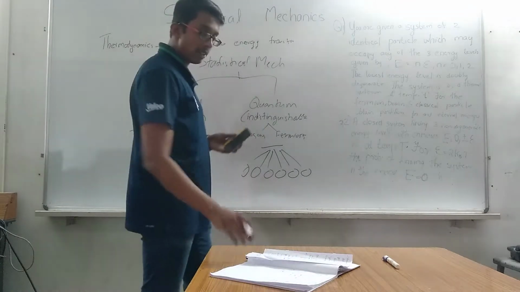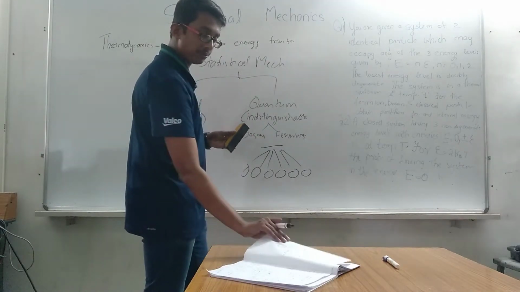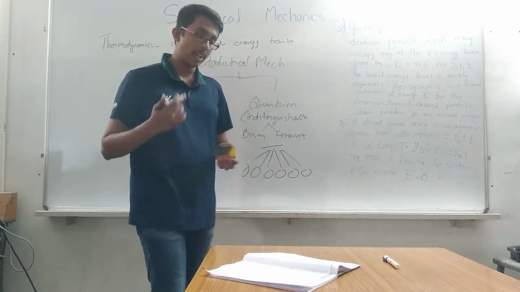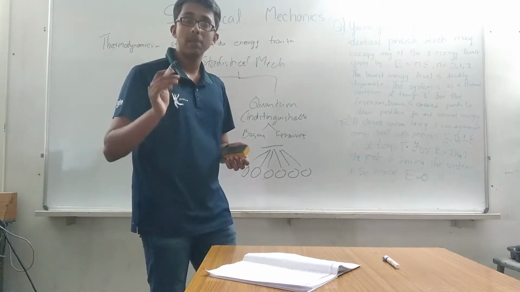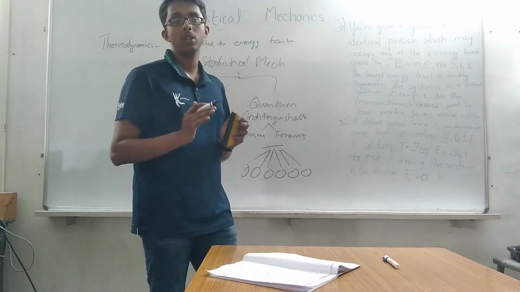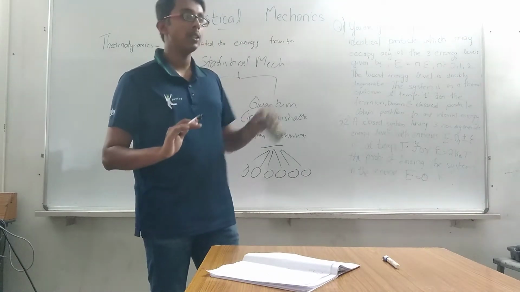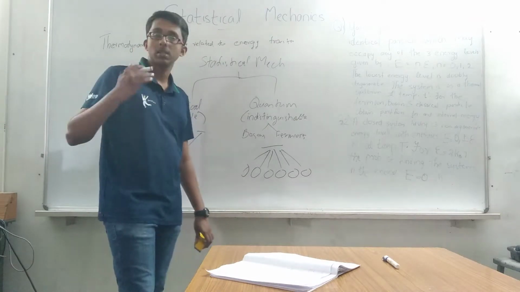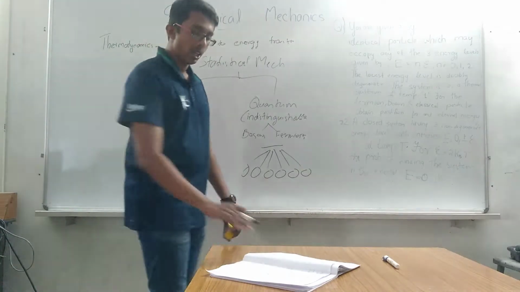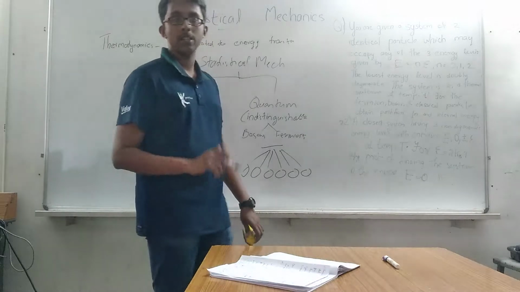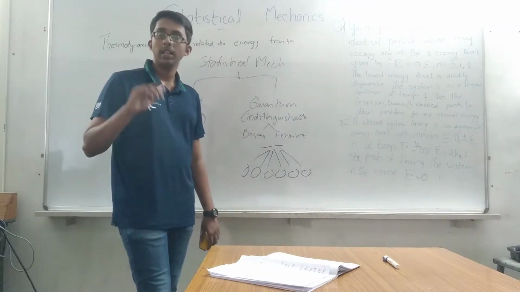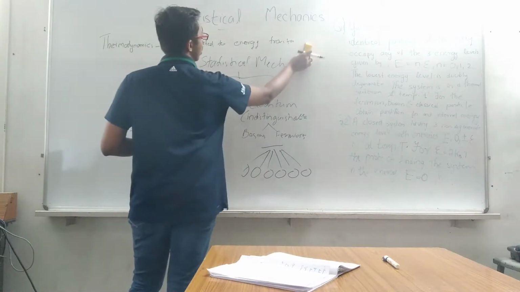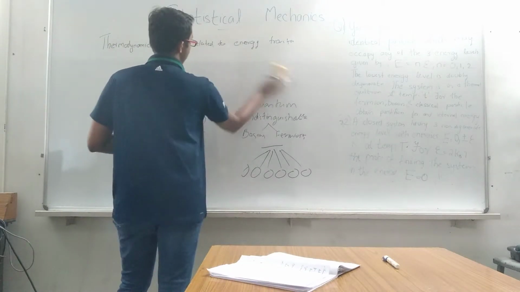So ensembles, I will give the definition. An ensemble is a cluster of mental copies of all such microstates which correspond to the same macrostate. So it's a cluster of copies. Based on that, we can classify them into three types of ensembles, that is, microcanonical ensemble, canonical ensemble, and grand canonical ensemble. So we can say there are three types of ensembles.